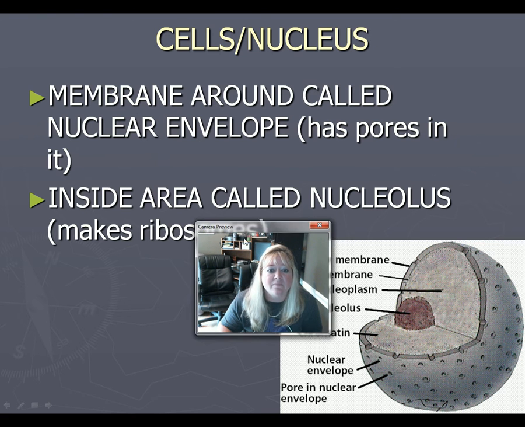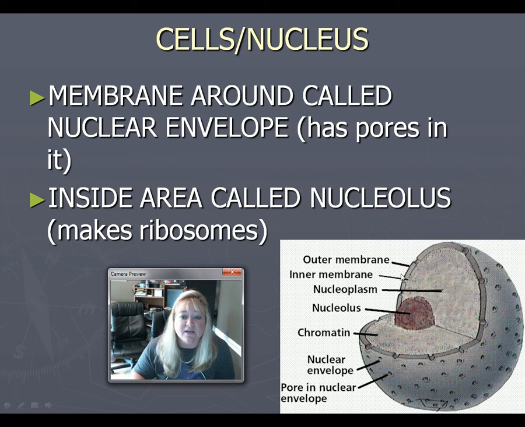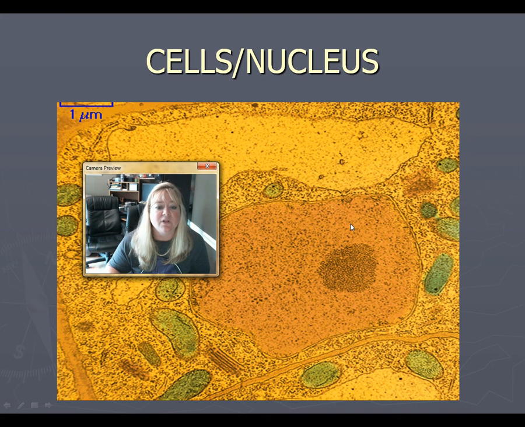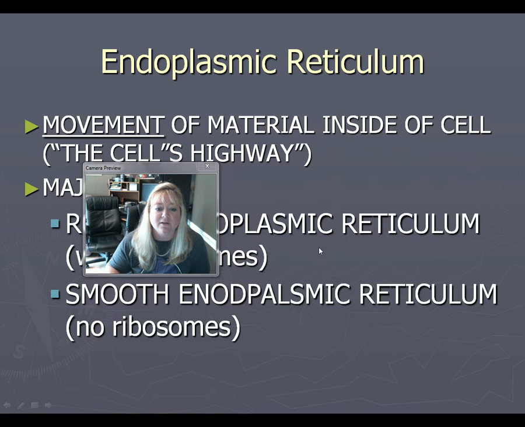Okay. The nucleus has a membrane around it, also a phospholipid bilayer, and the nucleus membrane is called the nuclear envelope. And you'll notice it has pores in it. It has little holes in it, and that's going to have a purpose and a function that we'll talk about later. There's also inside here a little nucleus that's called the nucleolus, which makes ribosomes. Here's a picture of a nucleus and a nucleolus.